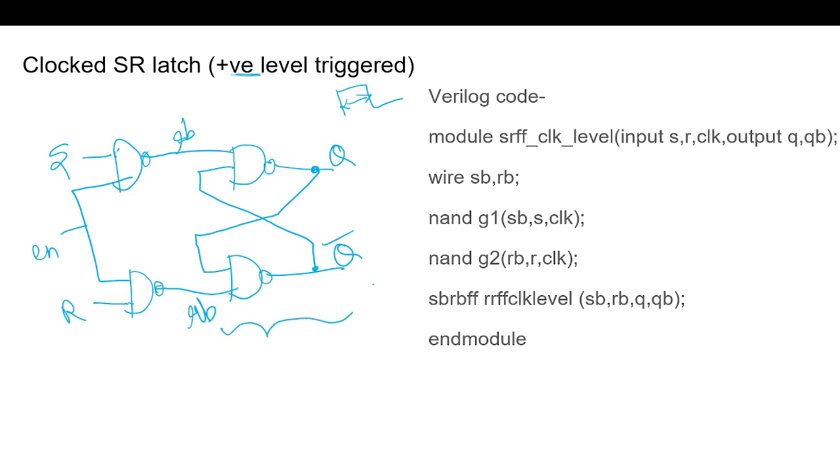And now for this, I will be instantiating this module. So I will have inputs SB, RB, outputs Q1, Q1 bar. And then I need two NAND gates. One input will be S and another will be clock, R and clock. Here I have defined it as clock. So this will be sensitive to this level. Is this circuit, this code fine? Any doubts?